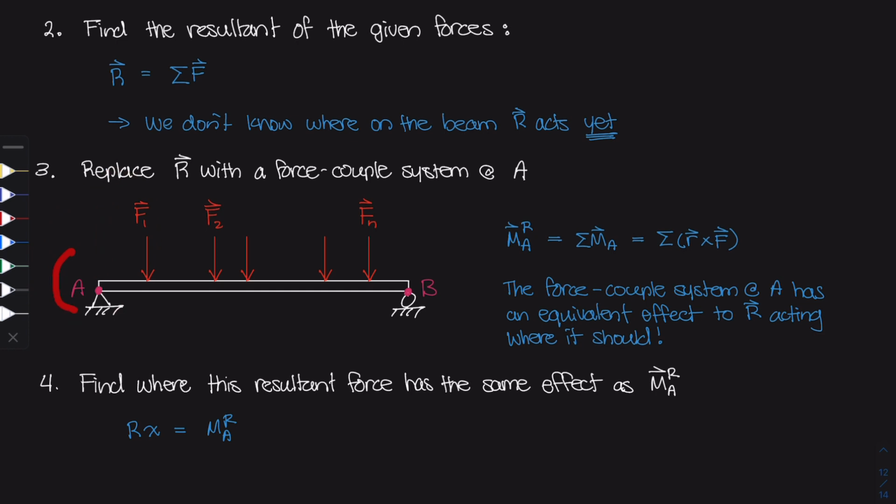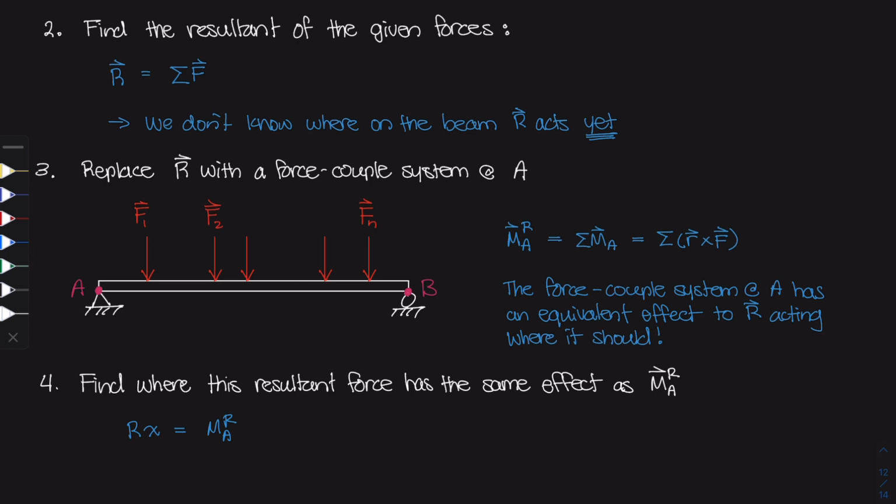So how do we figure out what this moment is? Well, the moment at A for that resultant force R is just equal to all of the moments that are happening at point A. Why point A? Because that's where we moved R. So how do we do that? Well, it's the summation of r cross each one of these forces. So we take F1 times its distance plus F2 times its distance, all the way to Fn times its distance. And we sum all those moments, and that's the moment that we're going to get at point A.